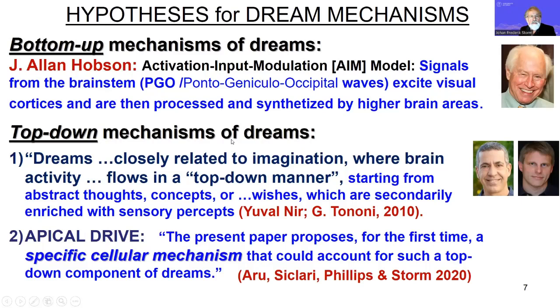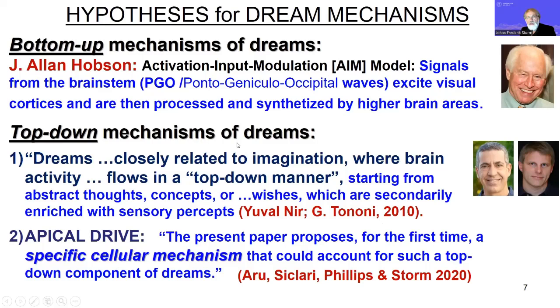But the other class is the top-down mechanisms, discussed by Yuval Nir and Giulio Tononi in their great review article in 2010, where it is proposed that dreams may be closely related to imagination, where the brain activity flows in a top-down manner, starting from abstract thoughts, concepts and wishes, and then enriched with sensory percepts. This is quite compatible, I think, with what Erik just proposed.